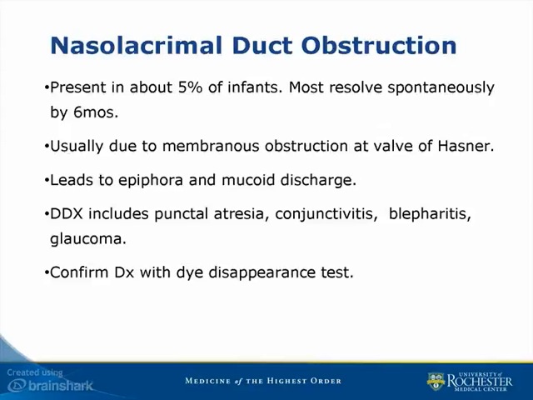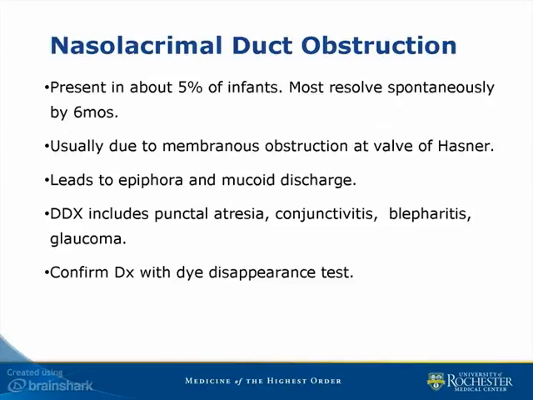Nasolacrimal duct obstruction is one of the more common surgical procedures in pediatric practice. Nasolacrimal duct obstructions are present in approximately 5% of infants, and many of them resolve spontaneously, usually by 6 months to a year of age. It's usually due to a membranous obstruction at the valve of Hasner, where the duct enters the nose, and this leads to epiphora as well as mucoid discharge, because the tears that are forming as well as the mucus from the sac cannot enter the nose. They back onto the eye.